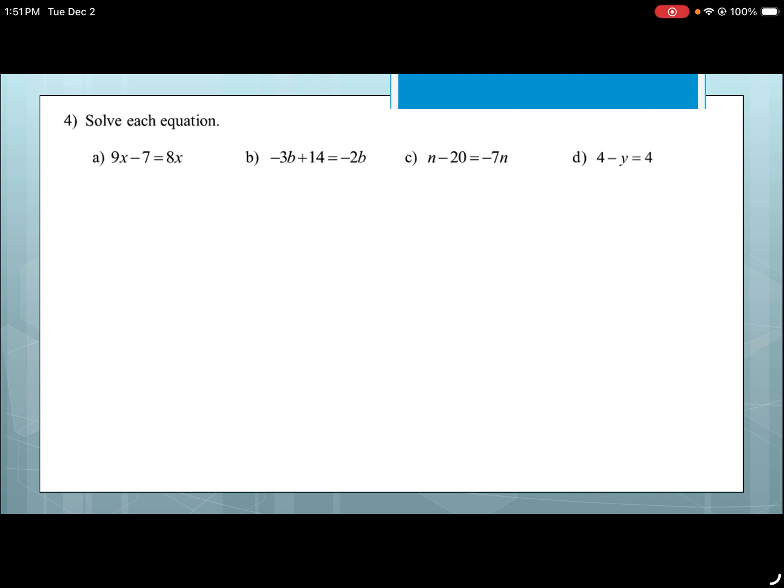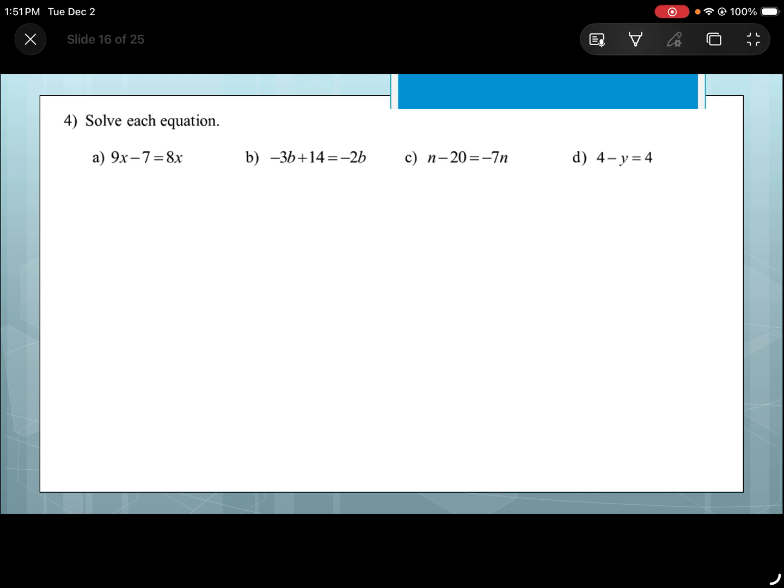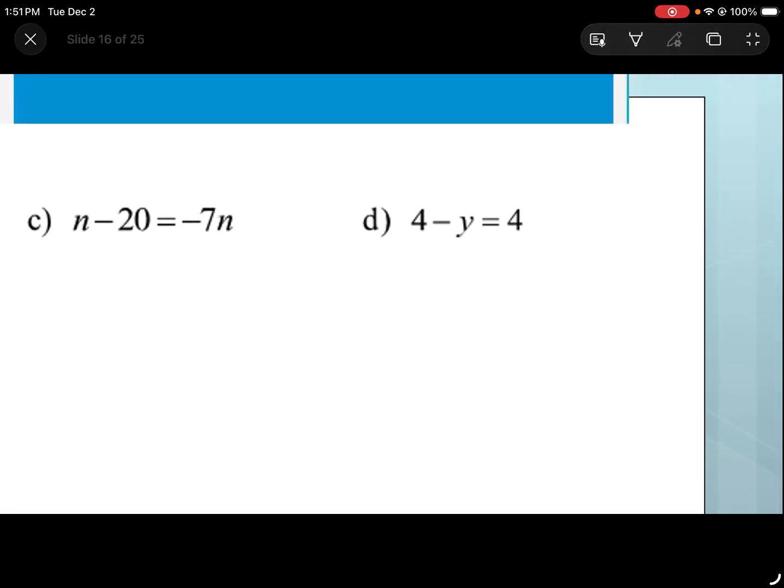And then last but not least, 4 minus y equals 4. Without going into too much detail, this question literally says 4 take away something is 4. Then that something is 0, isn't it? Common sense wise, 4 take away 0 is 4. Anyway, let's pretend we didn't notice that.